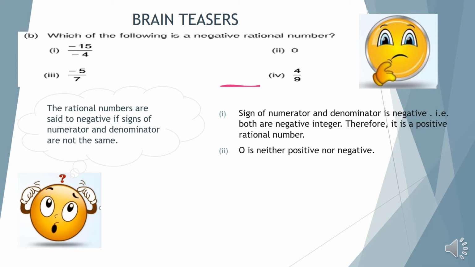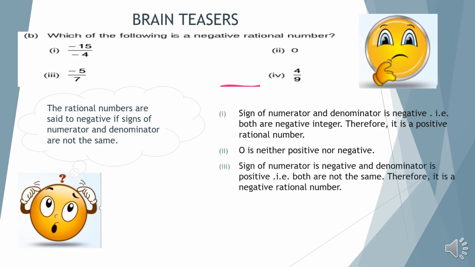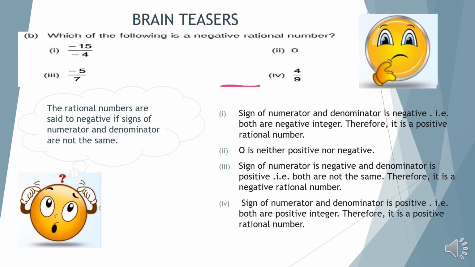Third part, minus 5 upon 7. The numerator is negative and denominator sign is positive. Hence, the sign of numerator and denominator are not the same. Therefore, this rational number is negative rational number. Fourth part, 4 upon 9. Sign of numerator as well as denominator is positive. Therefore, this is a positive rational number.